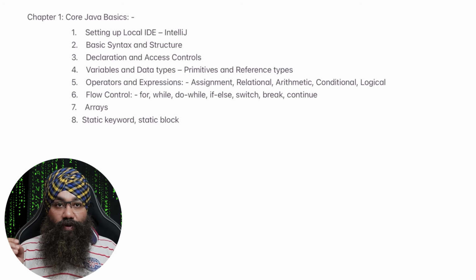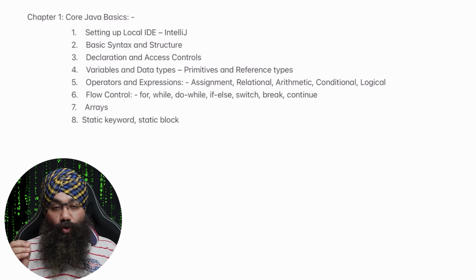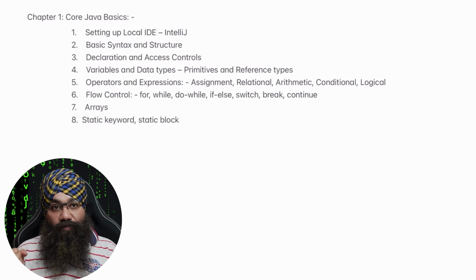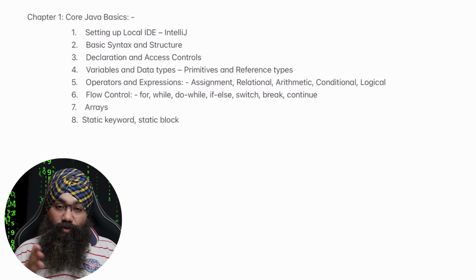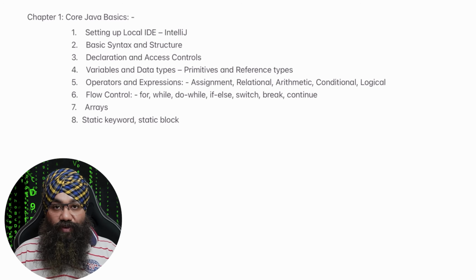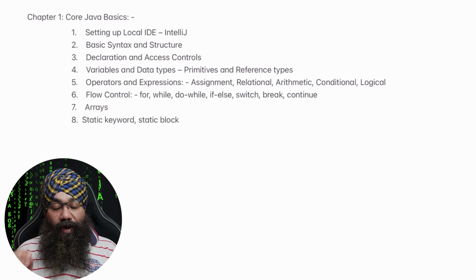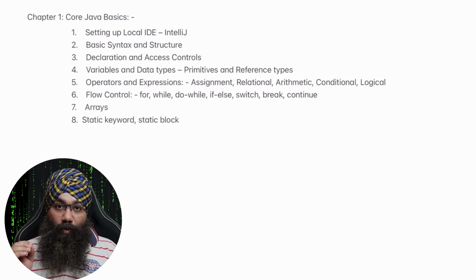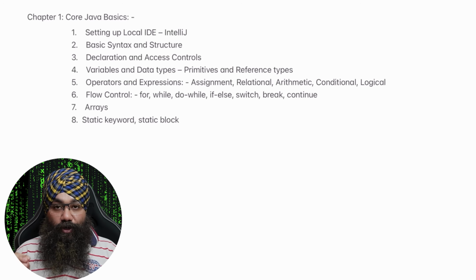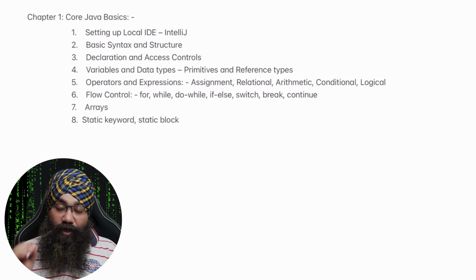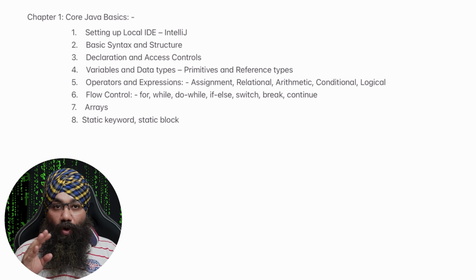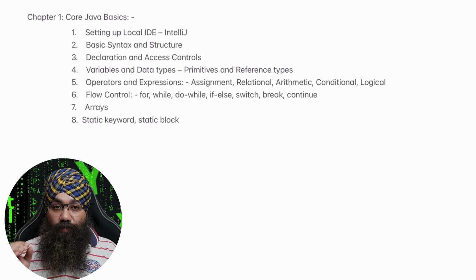After that we will learn about declaration and access controls in Java. Then we will learn about different types of variables and different data types in Java. Basically there are primitives and reference types, so we learn about both of them. Then we will learn about operators and expressions: assignment operator, relational operator, arithmetic operator, conditional operator, logical operator, all different kinds of operators, and expressions we'll learn about.